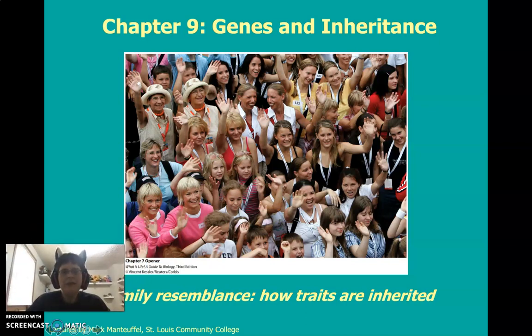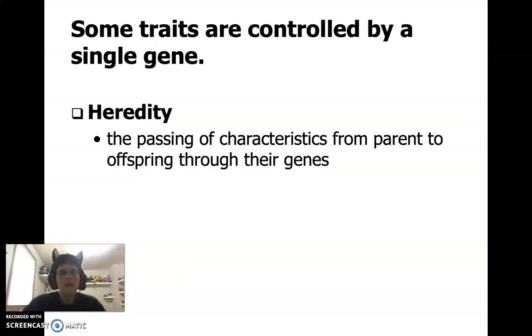Welcome to Chapter 9. This is the chapter we're going to talk about genes and inheritance. I know some of you are really excited about this topic, so we're going to dive right in. And the first thing to talk about is the concept of heredity. This is this idea of passing characteristics from parents to offspring.